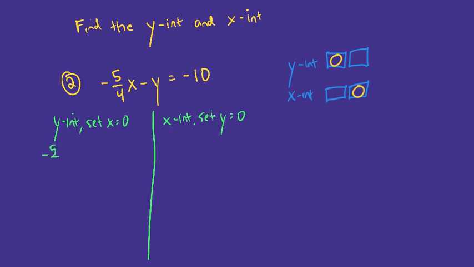So negative 5/4 times 0, x is 0, minus y equals negative 10. Nice thing about multiplying by 0 is that whole thing disappears. So negative 5/4 times 0 is just 0. So we've got negative y equals negative 10. And we don't want to know what negative y is. We want to know what positive y is. So one thing you can do is just change all the signs. If we want to change the sign of y, we just change all the signs. So y becomes positive. And if we change the sign of the negative 10, it becomes positive also.